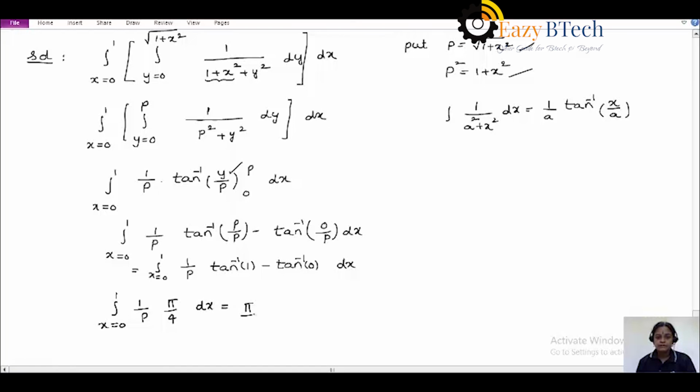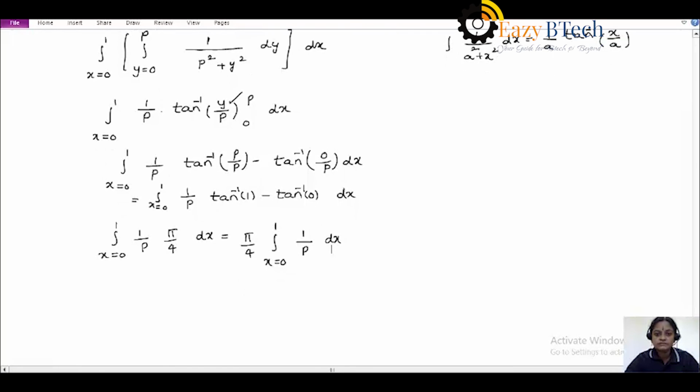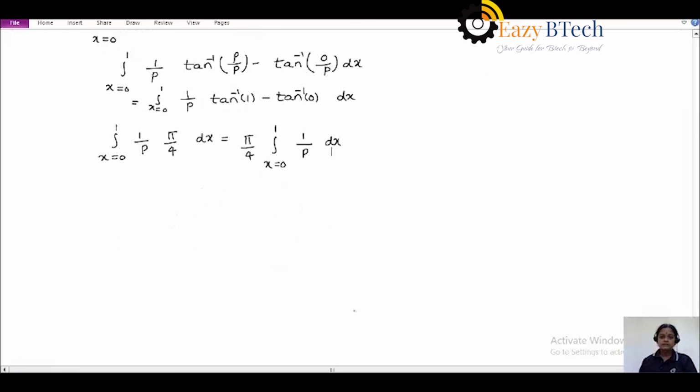So now pi by 4 as a common, integral x is equal to 0 to 1, 1 by p into dx. Now substituting the value of p, students, here. What is the value of p? P is root of 1 plus x square. Substituting that value here, that is equal to pi by 4 integral x is equal to 0 to 1, 1 by root of 1 plus x square dx. Okay, the y integration is completed here.